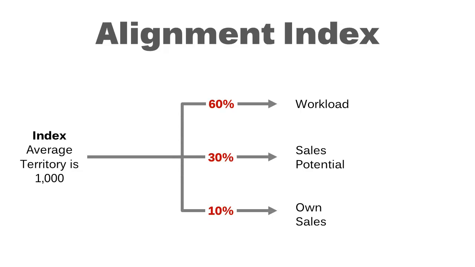Here we have an example. So you could create an index that was made up of 3 factors. You could have 60% of the index based on workload, in other words, the number of calls that are required to sell to the particular group of customers in a zip code or postcode. You could have 30% of the index made up of sales potential, and then you could have 10% of the index made up of your own sales.